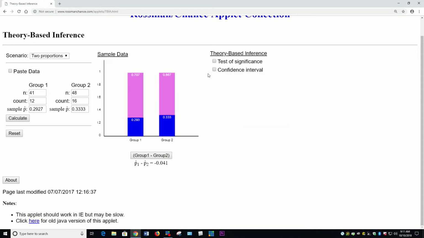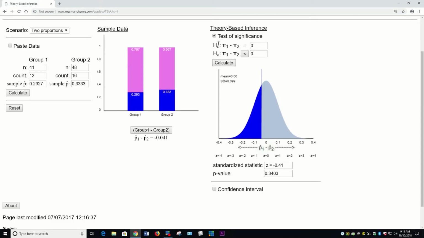So remember, by default, these are not checked. So I'll turn on the test of significance. And we're wanting to know, is this proportion really different? Is the rate of cancer in the population really different from 0? So is it equal amongst males and females, or is it different? So our alternative hypothesis is that in the population, there is a difference. And we'll do our calculation.